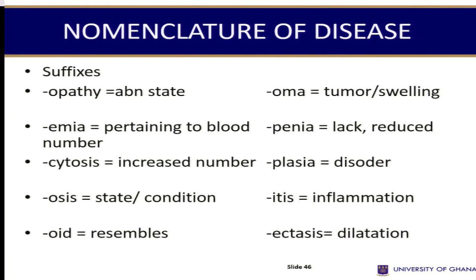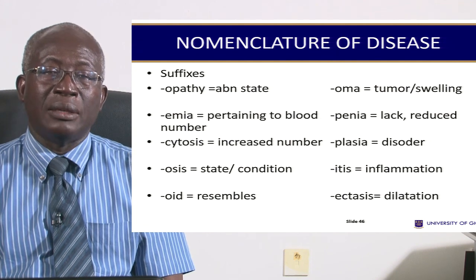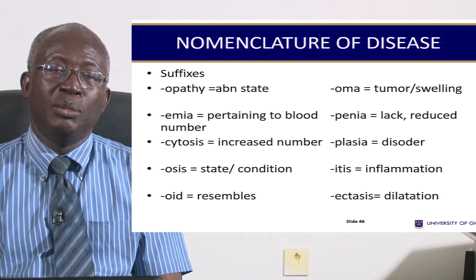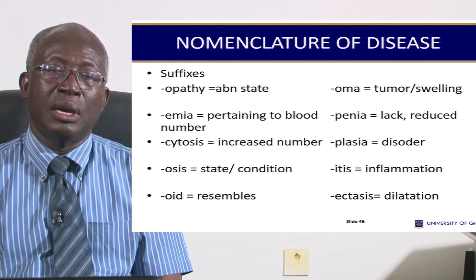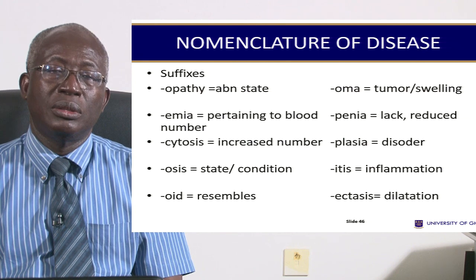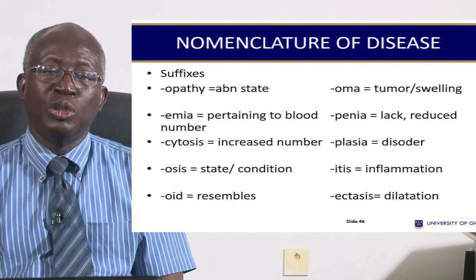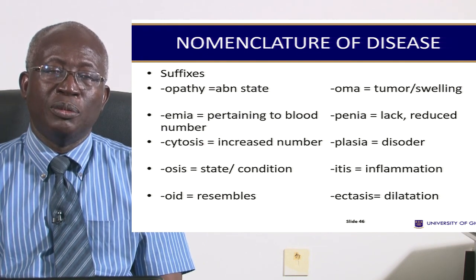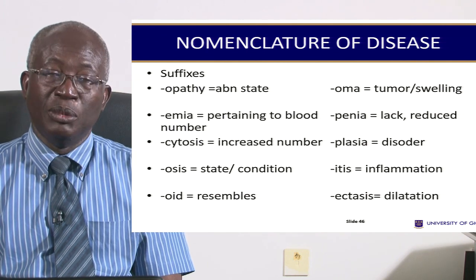Then the ending portions also have meanings. If there's an abnormal state, you will end it in opathy. If you end it in OMA, then you are talking about a tumor or a swelling. If it is EMIA, then it's pertaining to blood. Penia means a lack or reduced number. Cytosis means increased number of cells. Plasia has to do with disorder of growth. Osis just refers to an abnormal condition. ITIS, itis, is how we usually end diseases which are inflammatory in nature. OID means it resembles. And ectasis means there is dilatation.